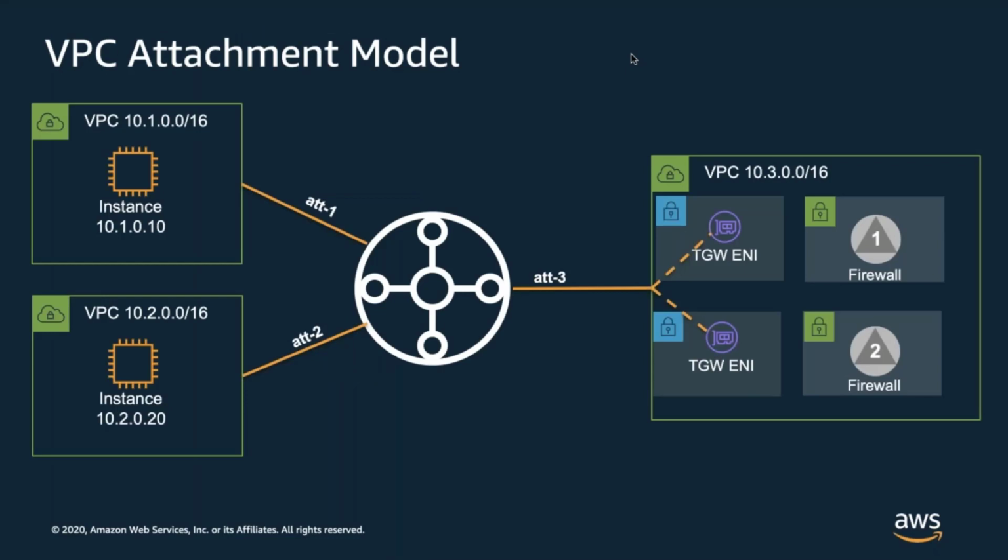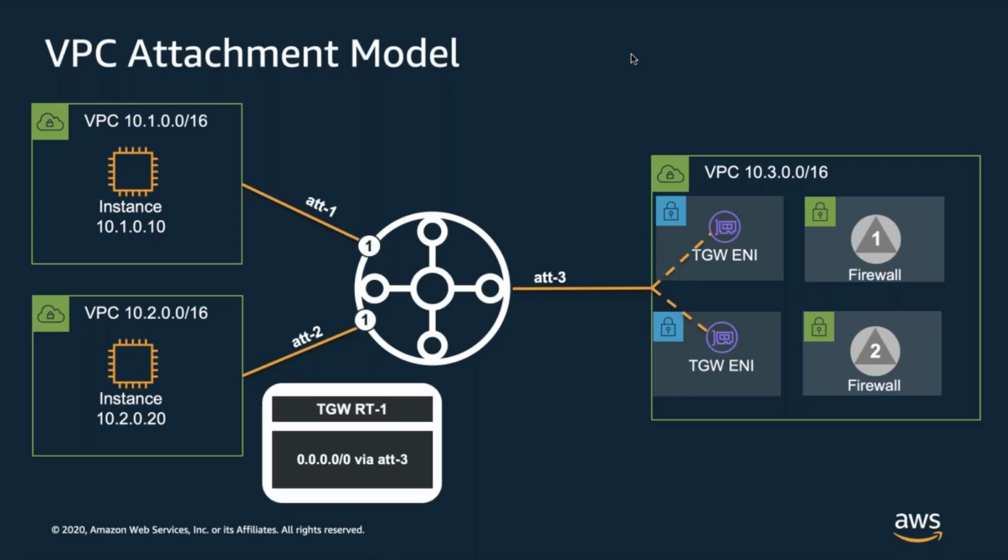So in our scenario, we have two VPCs, VPC 10.1 and VPC 10.2. They're both on the left, behind attachments 1 and 2. Again, we have our security VPC on the right, and we're going with the VPC attachment model. So we have our attachment 3, but we could have gone with VPN tunnels going to the firewalls as well. So how do we make sure that traffic from VPC 10.1 going to 10.2 and traffic from 10.2 going to 10.1 are kind of forced through our firewall layer?